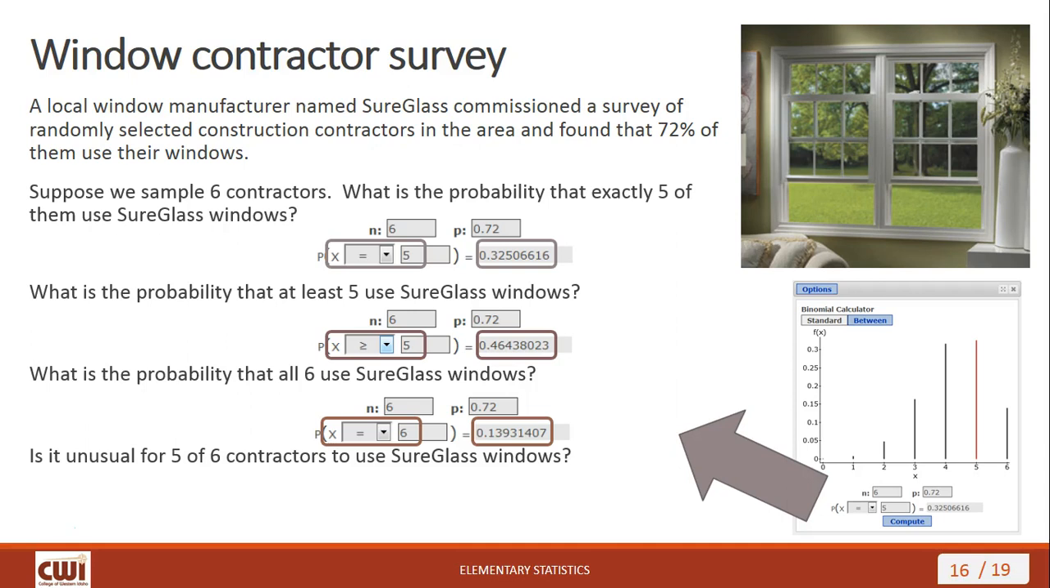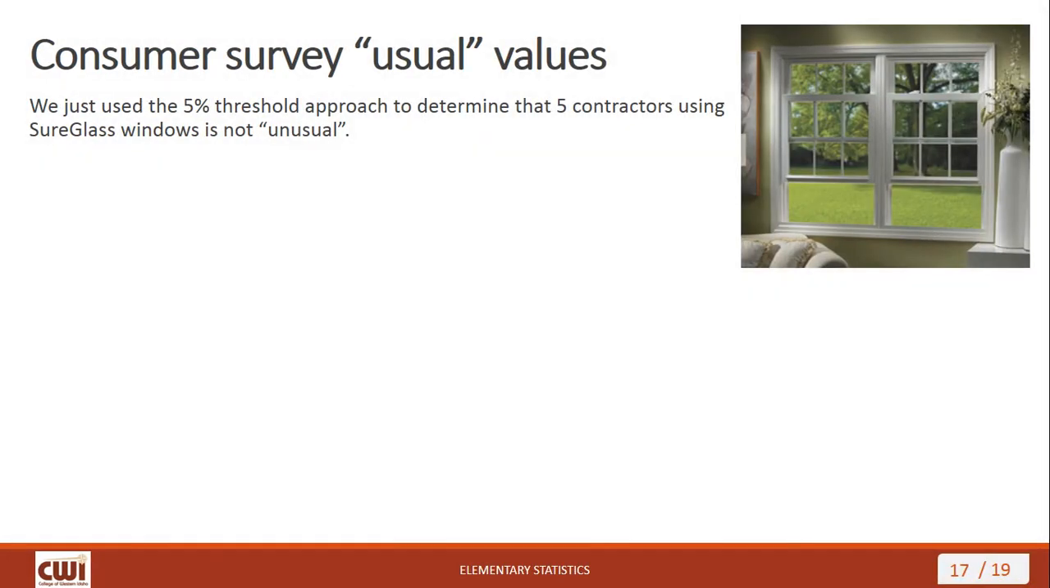To evaluate this, you're looking for the probability for 5 of 6 contractors using the windows. We calculated that at the start of looking at this slide, so that's going to be the 0.325, and 32.5% is greater than 5%. So no, it is not unusual for 5 of 6 contractors to be using these windows. We just used the 5% threshold approach to determine that 5 contractors using Sureglass windows is not unusual.